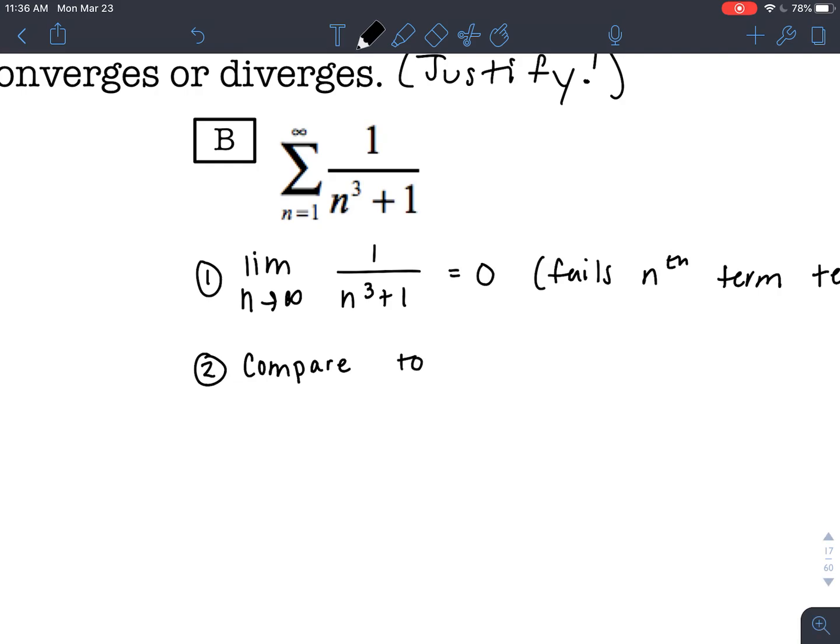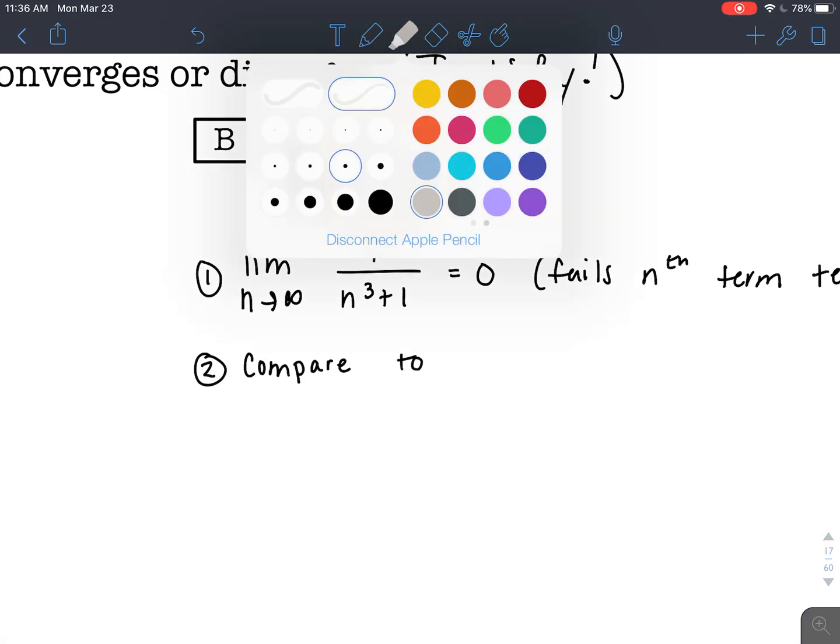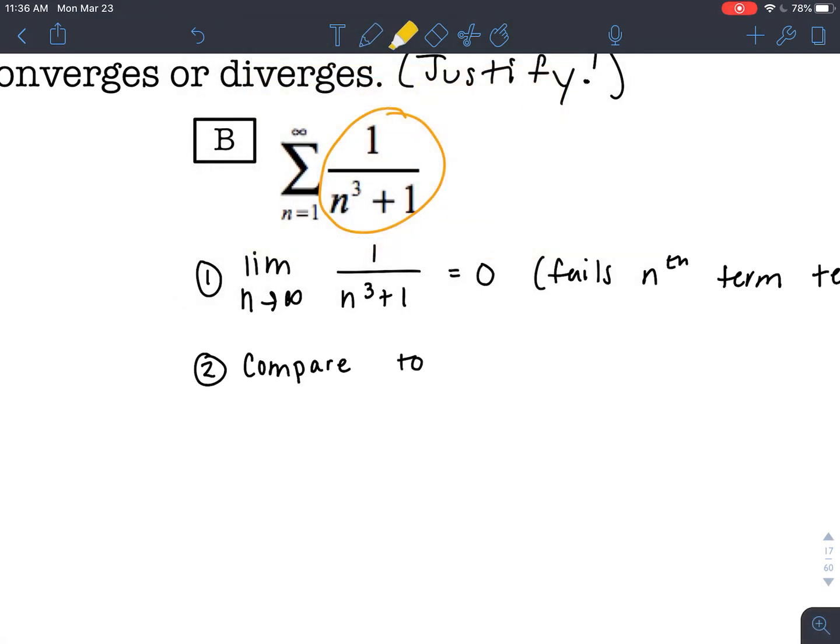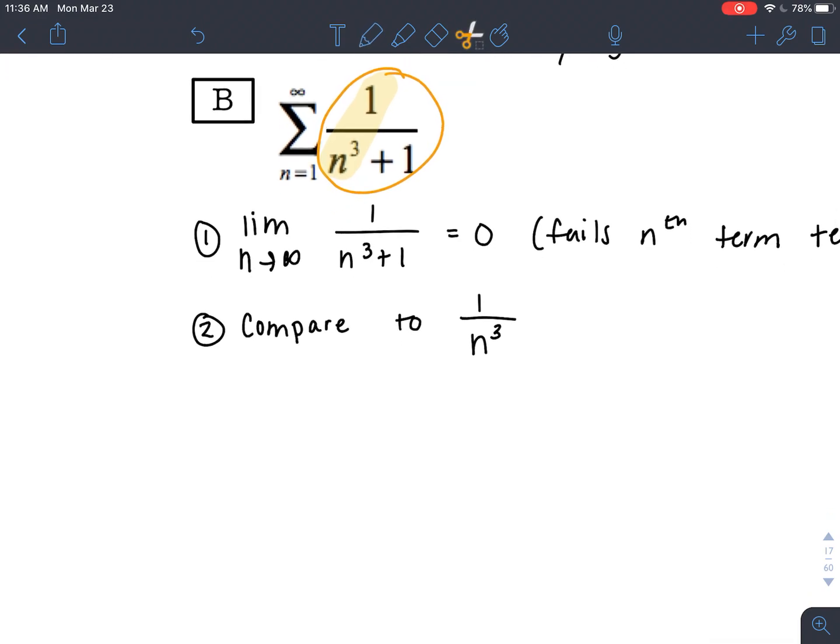So we need to figure out what to compare this to. The easiest thing to do when you compare is to take the sequence on the inside and then just take the simplest stuff. So you just ignore anything extra and look at the bare bones of the sequence. The general building block of the sequence in here is 1 over n cubed.